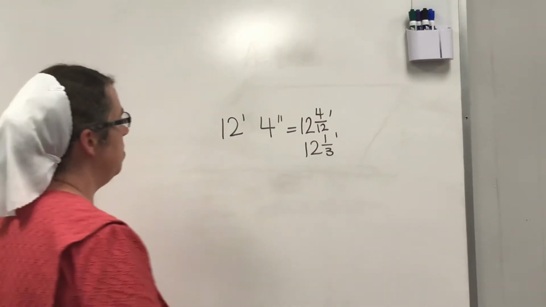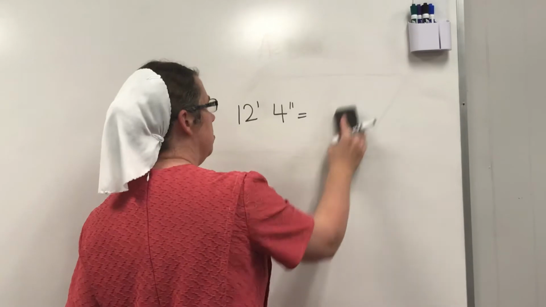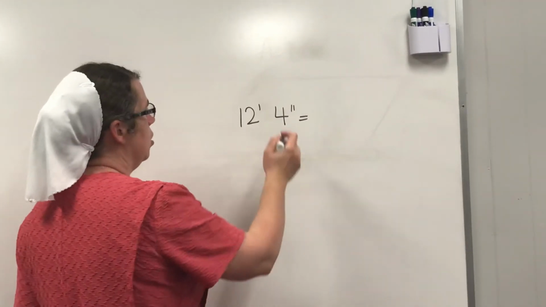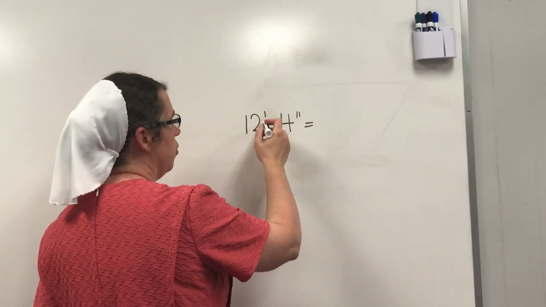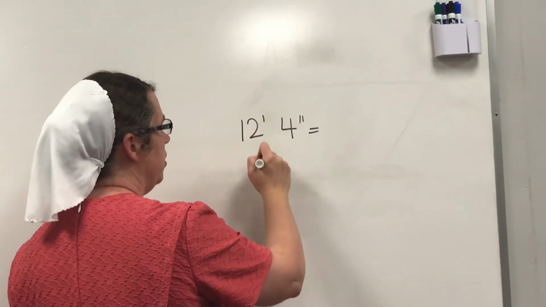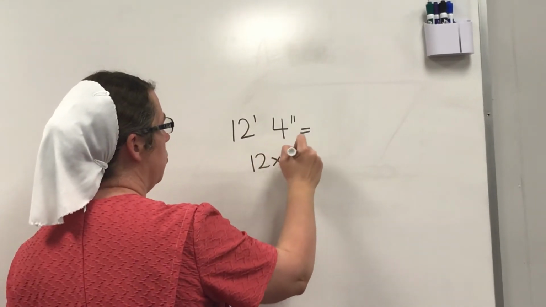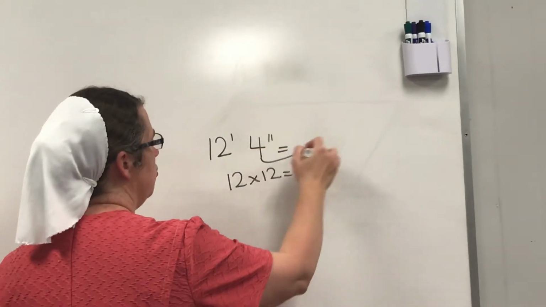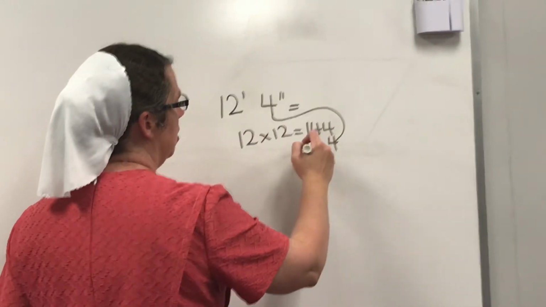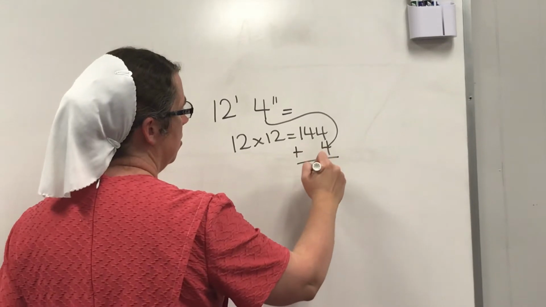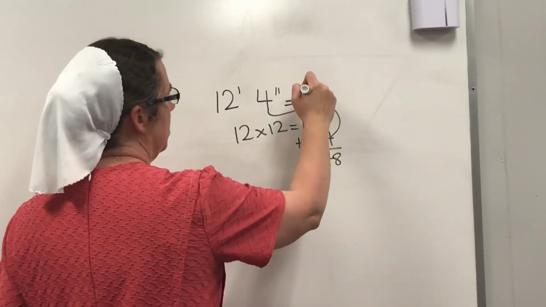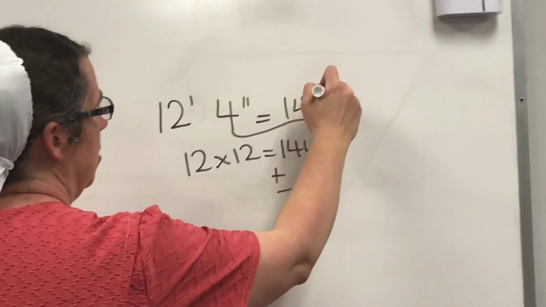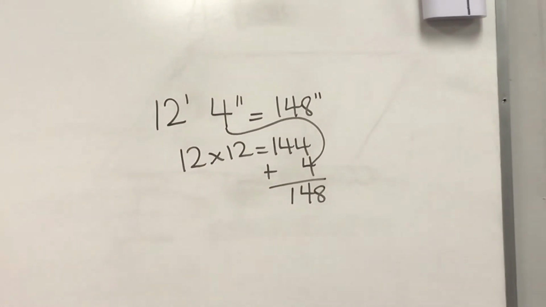All right, so if you would be converting this into inches, you think, okay, how many inches are in a foot is 12. We've got 12 feet, so you would go 12 times 12 is 144, plus you've got this, and you add it to that. This would be 148 inches. Okay?